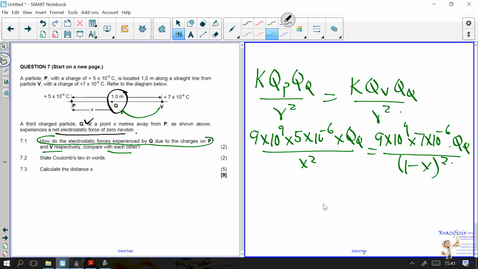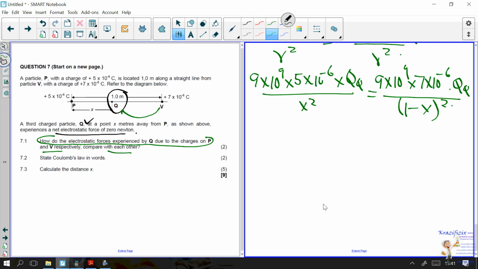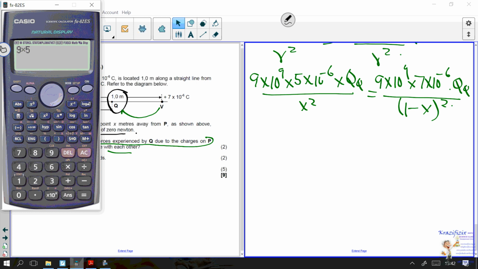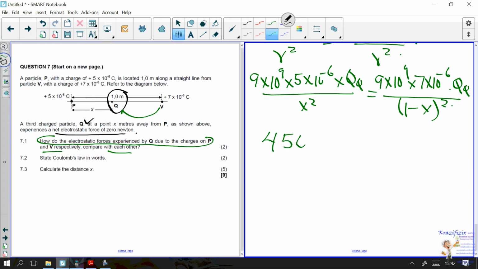Alright? Okay. But you can use your calculator so that you are on the safe side. 9 times 5. Alright. Times 10 to the power 9 times 10 to the power negative what? 6 would give us what? Okay, hold on. Still done something wrong. 9 times 10 to the power 9 times 5 times 10 to the power negative what? 6. 45,000. Alright. 45,000 over x squared equals, what would this give us? 9 times 7, 63,000 over 1 minus x squared.